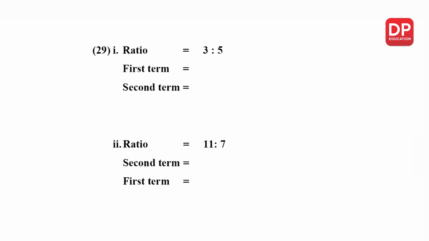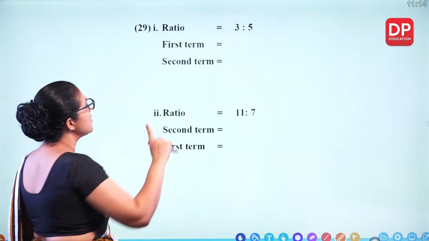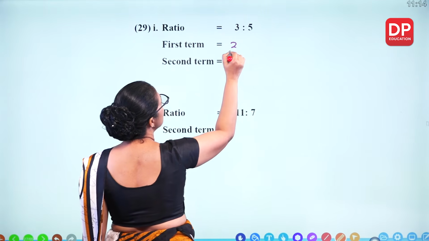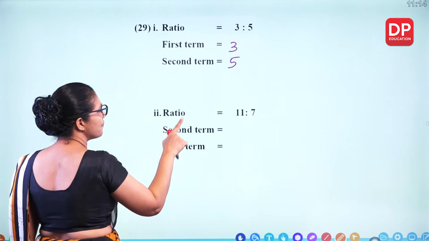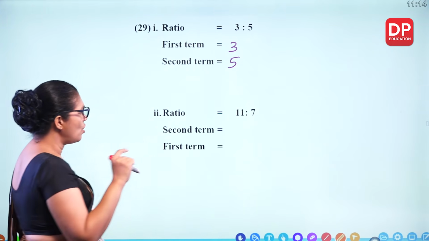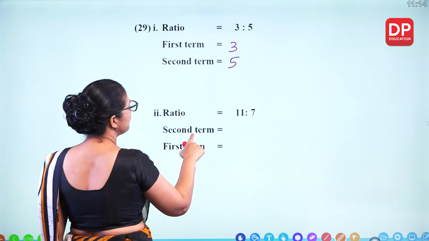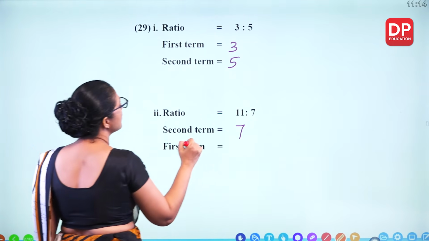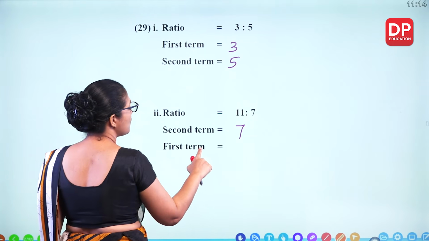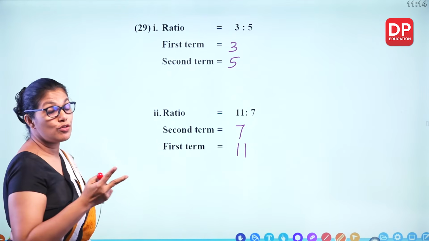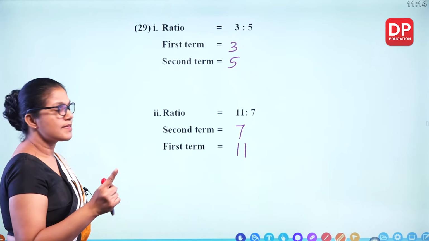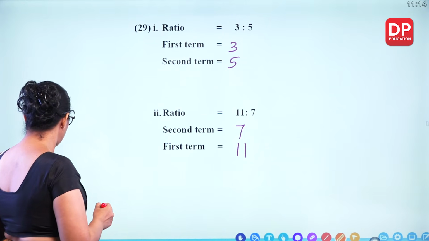When you take the ratio 3 to 5, we say the first term is 3. What's the second term? That's 5. 11 to 7 ratio, second term is 7. And what's the first term? 11. So you need to know what's the first term and the second term of the ratio.